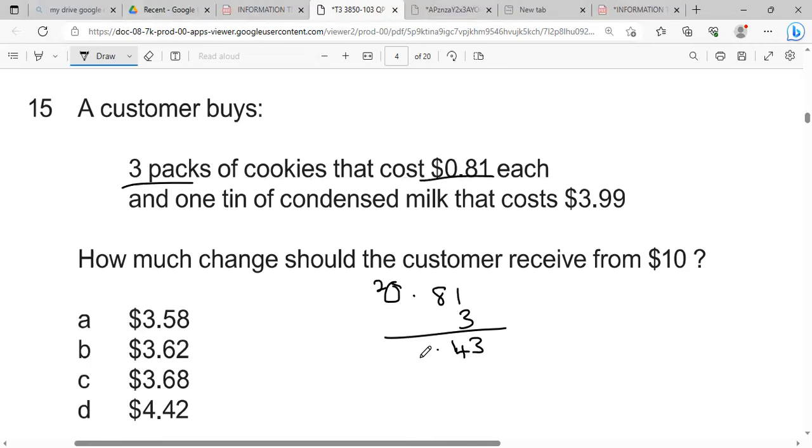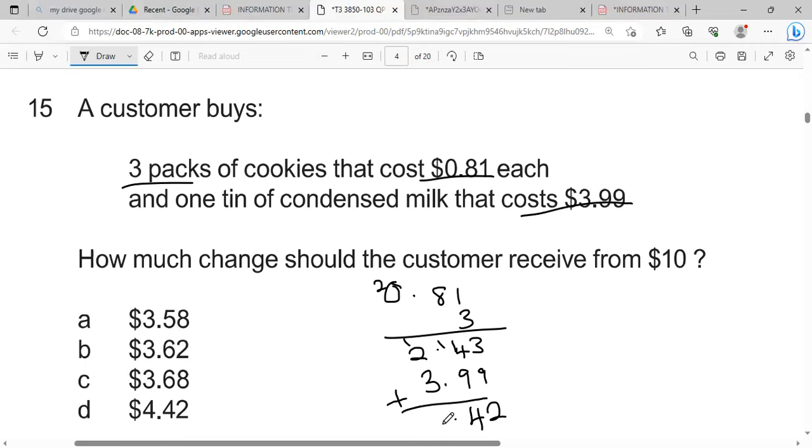3, 0, 2. So this would cost $2.43. But guess what? Did they ask for that? They say 1 tin of milk costs $3.99. So what we have to do is add the condensed milk to it. So 9 and 3, 12, 2 carry 1. 9 and 1, 10, and that 4. Put our decimal point directly. So 9 and 4, 13, and 1, 14.